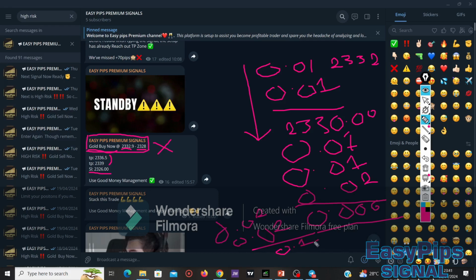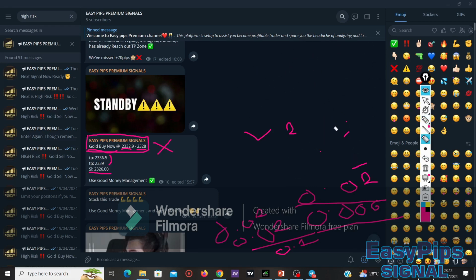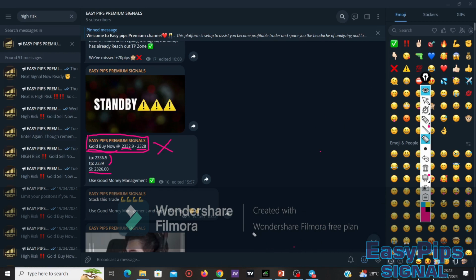So it's better entering them like this, applying this principle of Martingale while entering your positions, than entering all your entries in one particular position. Now assuming you enter a 0.1, you enter the lot size in just one position at 2332.